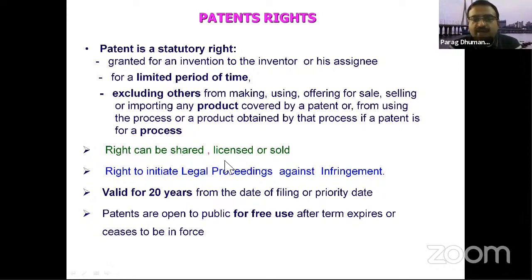These rights can be shared, licensed or sold. So if I have the rights, I can give Aniruddh the license to manufacture on my behalf, and the license to sell on my behalf. I will get the royalty for it. There are also the rights to initiate legal proceedings if a person ABC manufactures this without my permission. I can take him to the court of law for infringement. These rights are only for 20 years, and after 20 years it becomes open to the public domain, which means anyone can use it. Patents are open to public use after they expire.